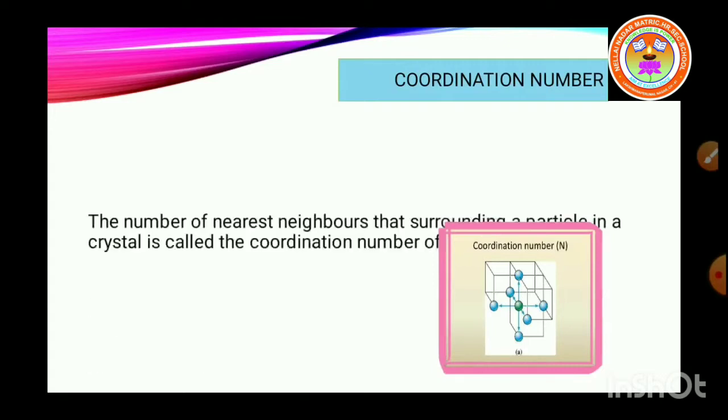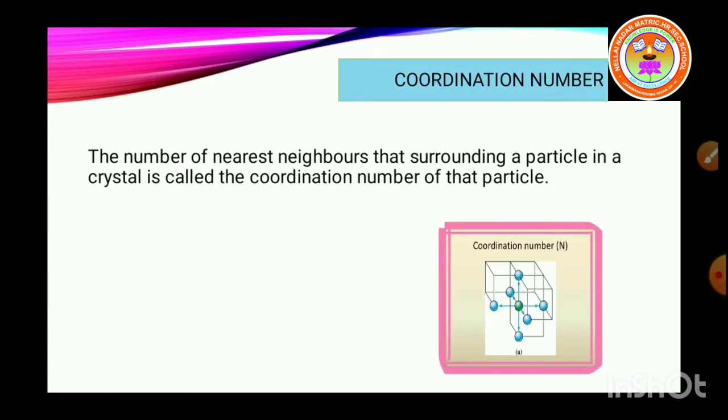The next one is, what is coordination number? See the diagram. It is clearly indicated what is coordination number, isn't it? So what is the definition of coordination number? The number of nearest neighbors surrounding a particle in a crystal is called the coordination number of that particle. Now clear what is coordination number? This is also a very important question in this chapter.